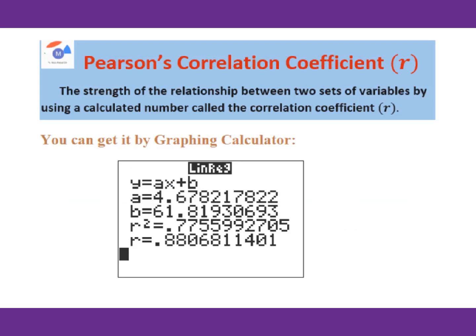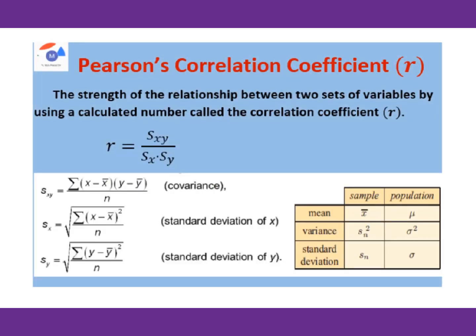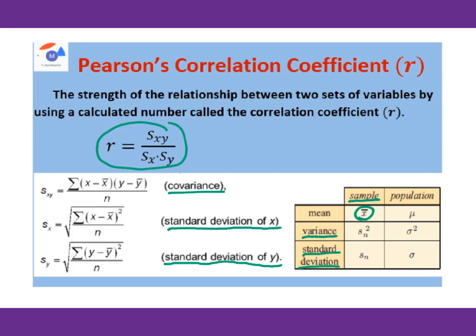You can get Pearson's correlation coefficient R by graphing calculator, like this. We can also use covariance, standard deviation of X, and standard deviation of Y to express this correlation coefficient. Normally, in statistics, for a sample, we use X bar to stand for the mean. We use S sub n squared to stand for the variance. S sub n stands for the standard deviation.